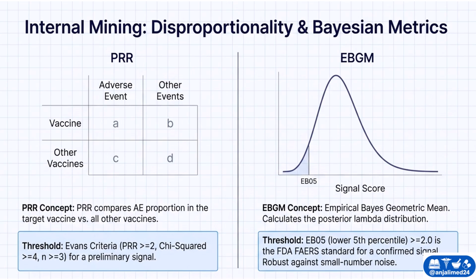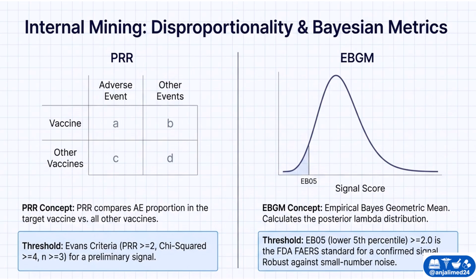Instead of relying solely on the raw observed counts, it estimates a posterior distribution of the signal strength. This graph shown here represents that probability distribution. The key parameter is EB05, which is the lower fifth percentile confidence bound of the estimated signal. Why is it important? Because EB05 provides a conservative estimate of the signal strength.